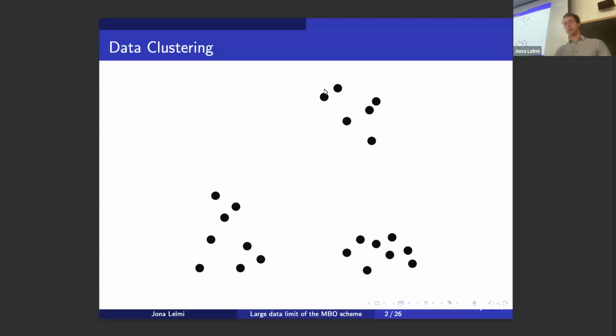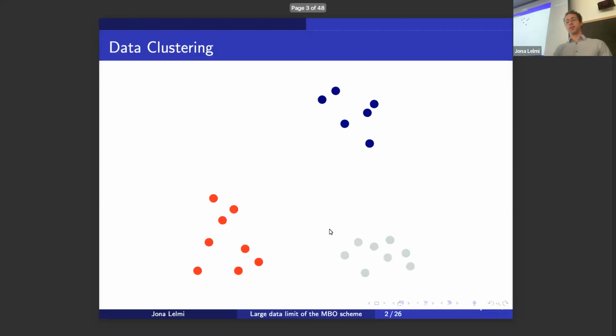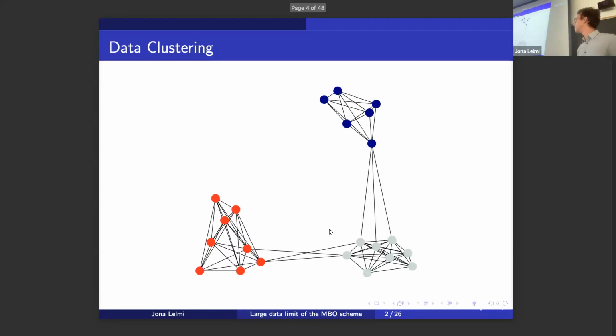Here you see in this slide some points. You can easily identify 3 clusters, and graph-based learning algorithms. Essentially, the idea is that you build a graph on top of the data points, and you connect nodes if they are sufficiently close together, and you don't connect them otherwise.